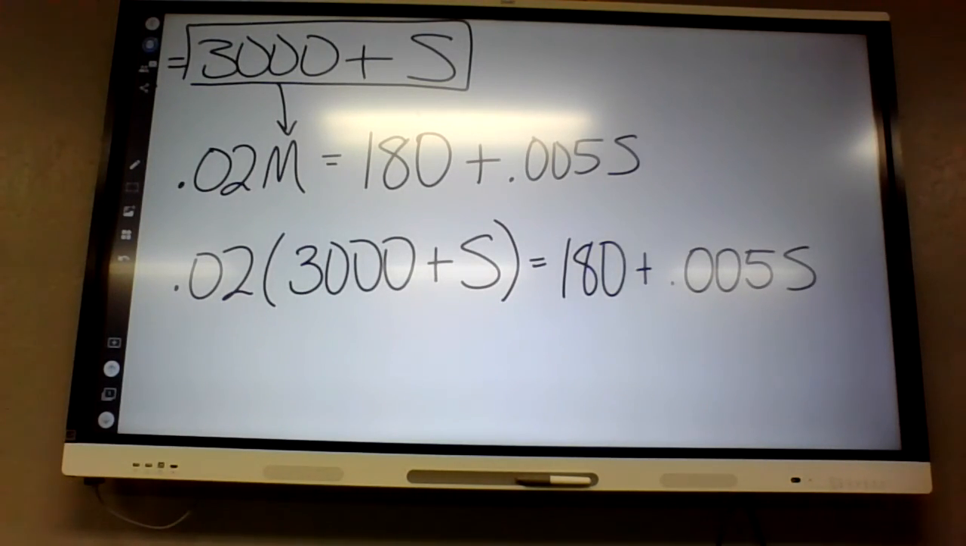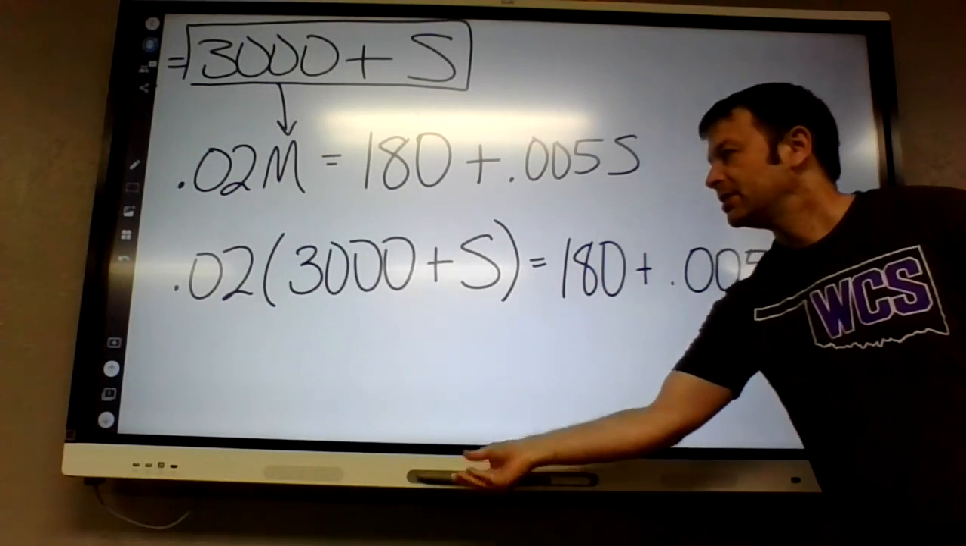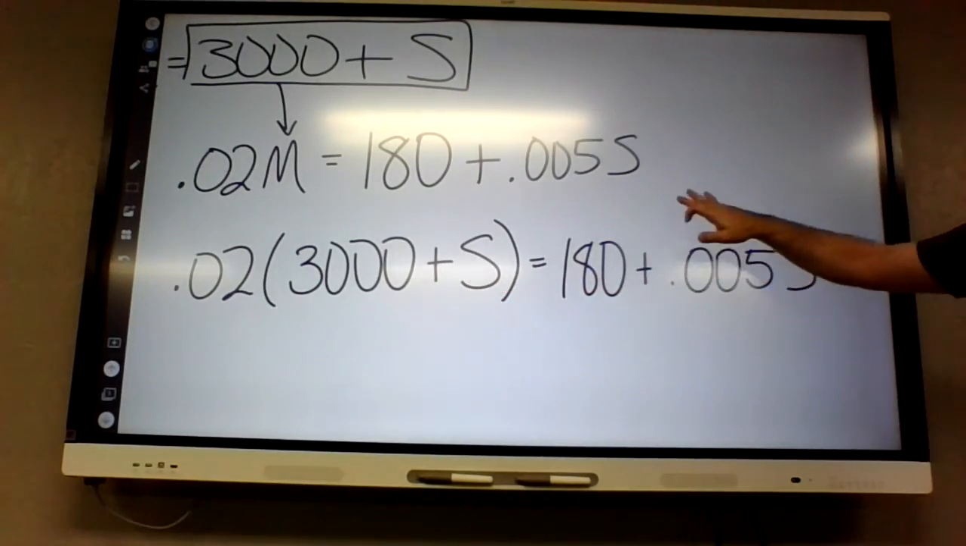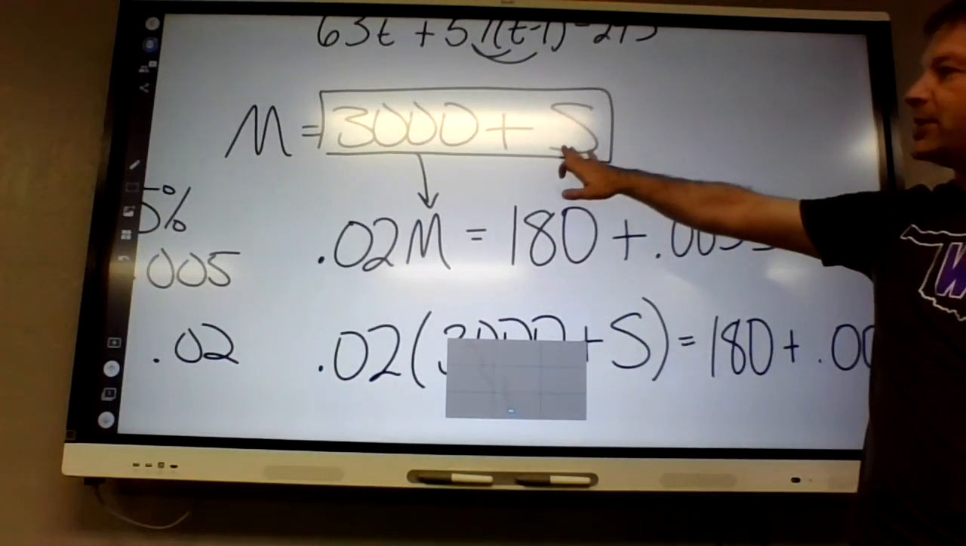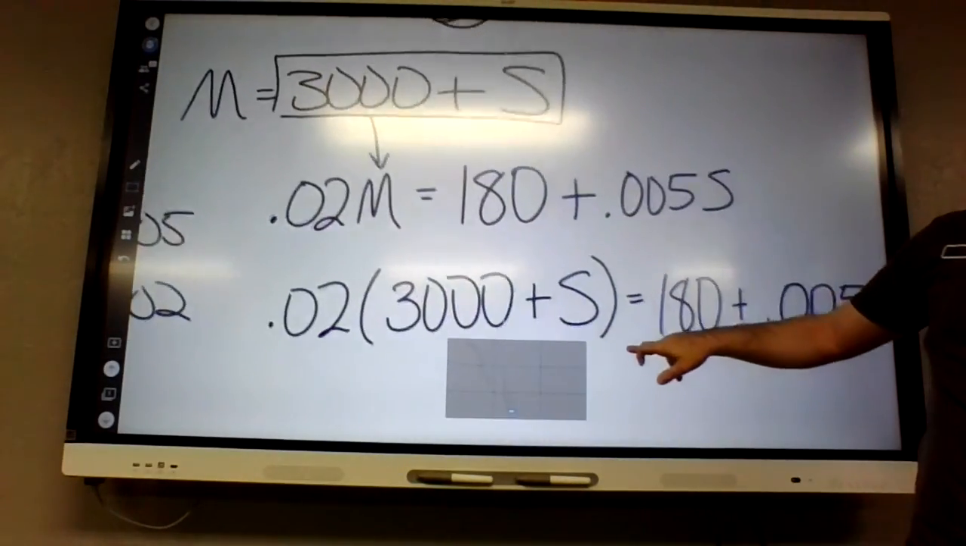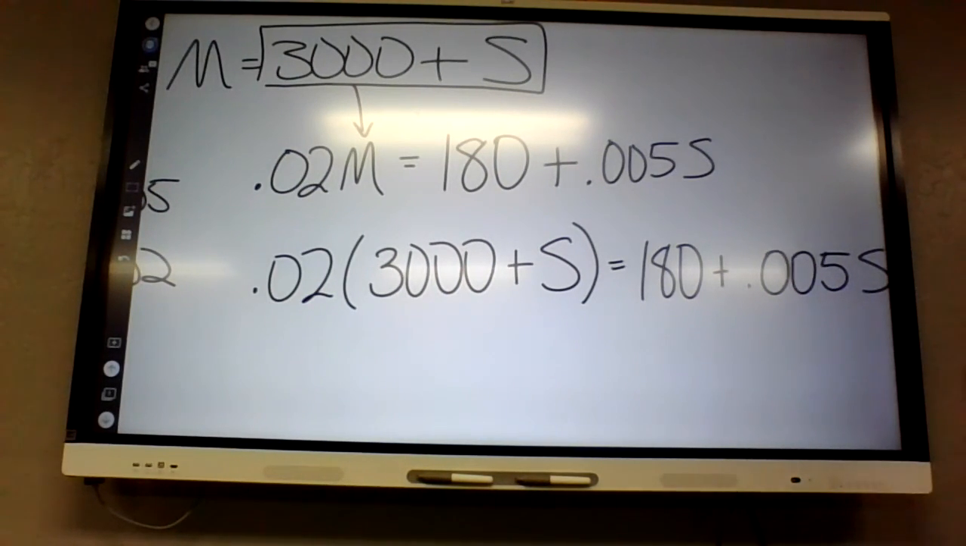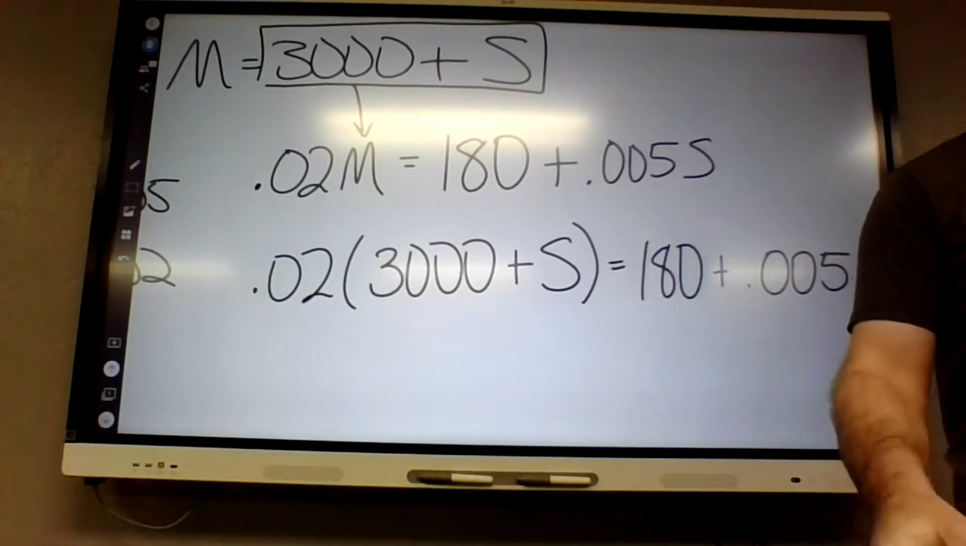Once you solve for S, that's the savings account, plug it back into one of the other equations to find M. Okay, solve for S, plug it back in to find M. Two answers. Okay, that was our last problem, so I'm just going to give you guys some time to work.